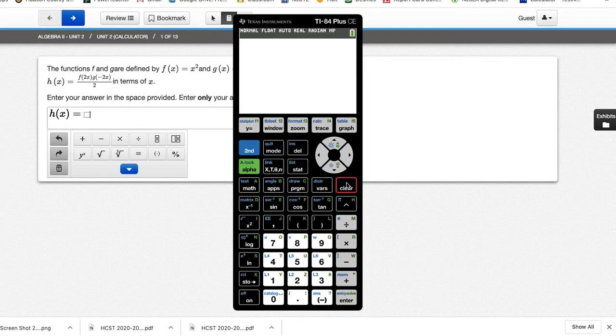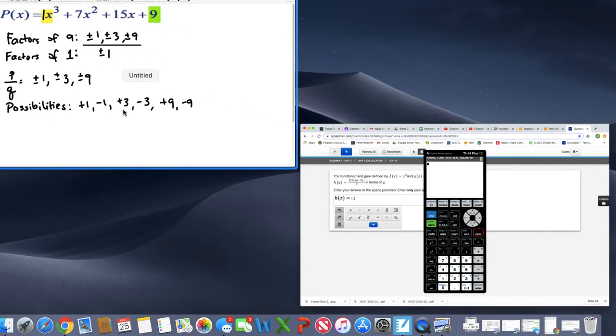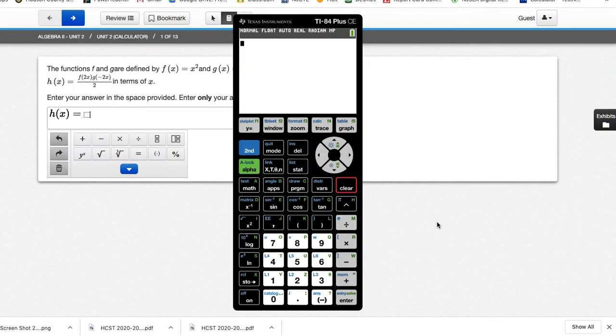So let's go over it again. We want to know for x equal to 1: x cubed, plus 7x squared, plus 15x, plus 9. I'm going to show you that that's going to equal 32 because they're all positives. Remember, we want it to equal 0.